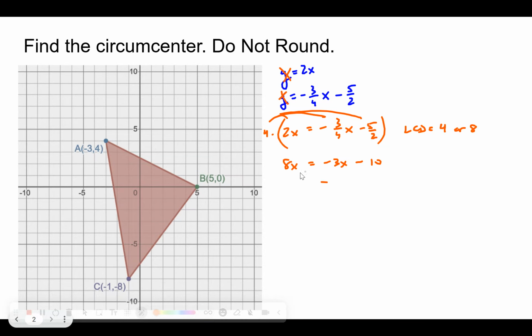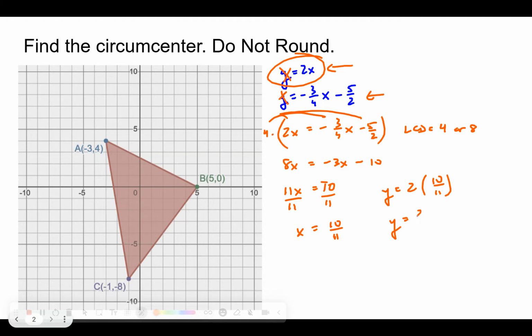I'm going to add 3x to both sides to get 11x equals negative 10, and then divide by 11 to get x equals negative 10/11. And again, it's not pretty, but there it is. So now we're going to take that x value and plug it into one of these equations. I'm going to pick the top one because it's simpler, right? There's nothing to add or subtract. So y equals 2 times the x value. The 2 gets multiplied to the 10 to make 20/11. And your circumcenter for this triangle is 10/11, 20/11.